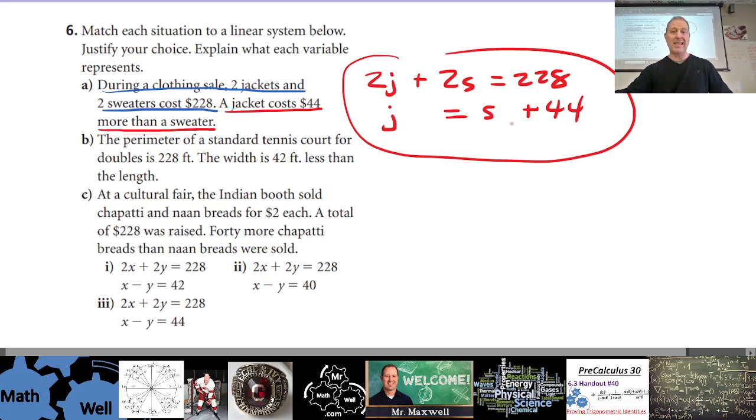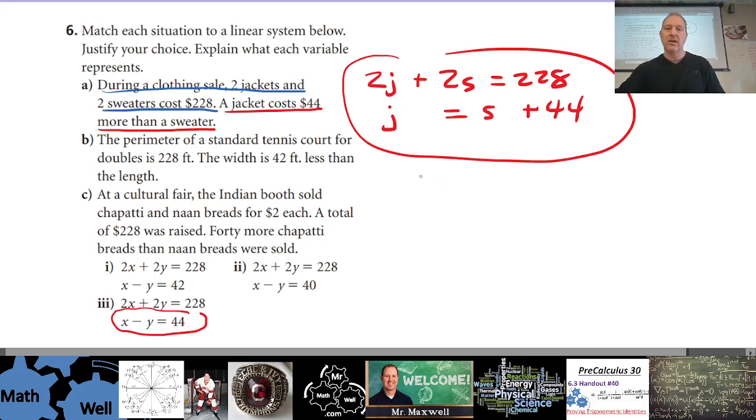Now, it might not look exactly like this, so we might have to do some rearranging, but I'm seeing 2x plus 2y equals 228 for all of them. Okay. Now, it's the second one. Well, this is the only one that has to do with 44, I guess, right? So x minus y is 44.